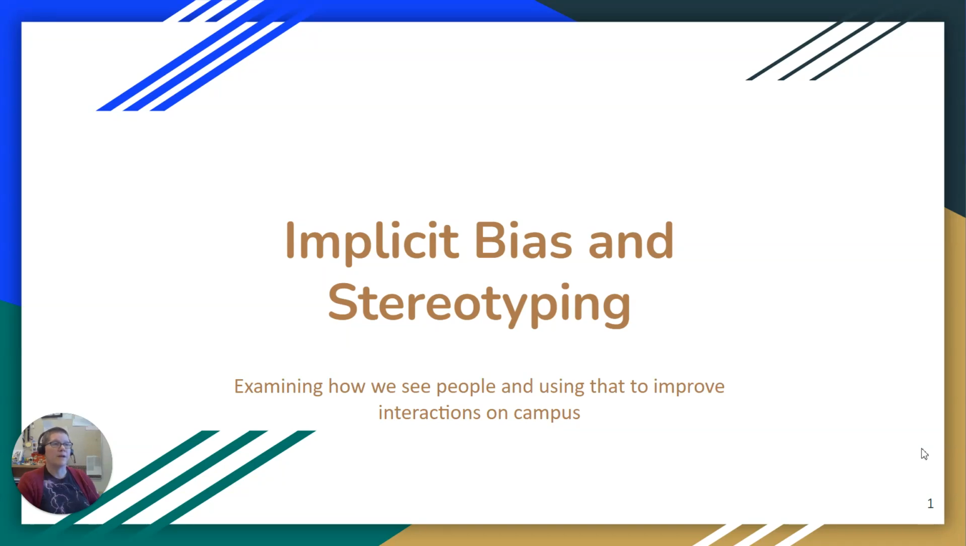Today I want to talk a little bit about implicit bias and stereotyping, because this is all about how we see and interact with people in ways that we are not often aware of or in control of. And I want to describe a little bit about how that happens and why it happens, because it's inherent in human interactions, and then also a little bit about how we can do a better job of noticing it and hopefully finding ways to improve upon it.